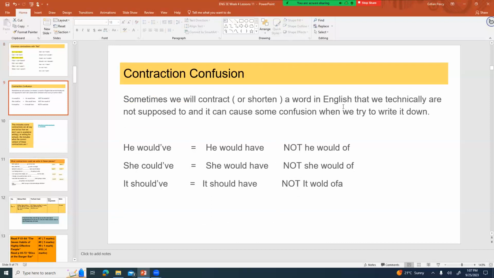Contraction confusion. Sometimes we contract or shorten a word in English that we're not technically supposed to. It's non-standard English. And then when we go to write it down, we're like, well, I don't really know what that is. And it's because it's not a real official contraction. So he would have is like he would have. But we tend to say, well, it sounds like he would of. But of is a preposition. There's no preposition there. It doesn't make any sense.